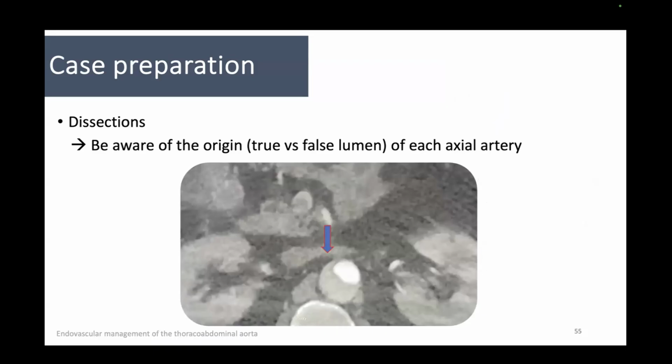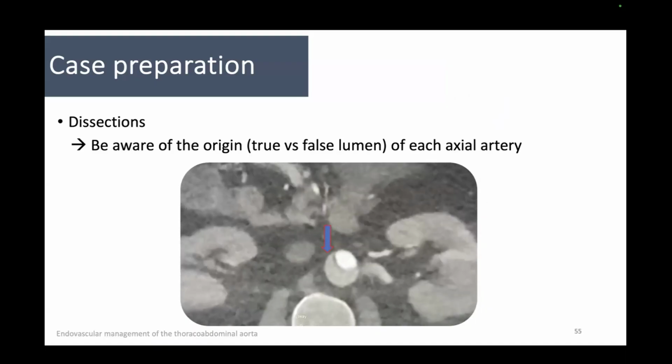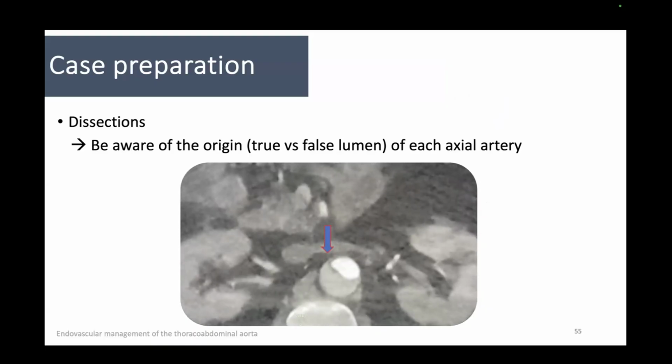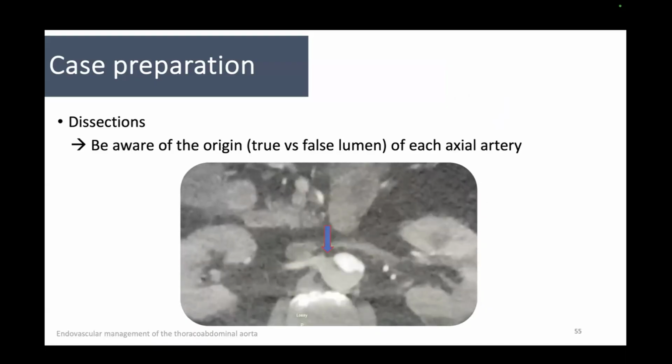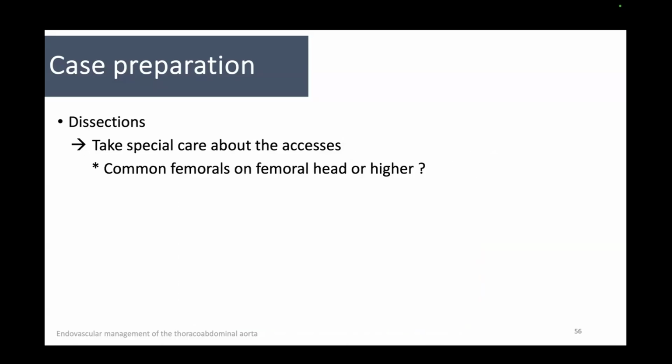Be also aware of the origin of the true and the false lumen for each axial artery. So, for example, here you have a right renal coming from the false lumen. You got to know this before you go into a case because after you start favoring usually the true lumen, these kind of things can become a bit tricky. So you have to recheck your arteries after the case to make sure that the perfusion is good in all four arteries in the belly usually, but also it can happen in the arch.